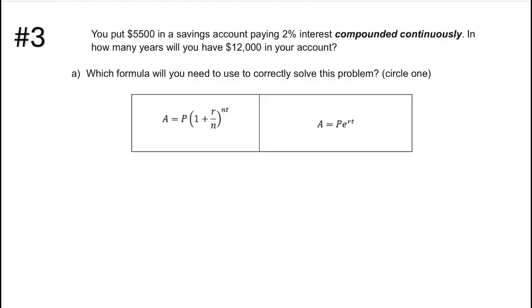In this problem, we have $5,500 in a savings account paying 2% interest compounded continuously. In how many years will you have $12,000 in your account? The key idea here is it says compounded continuously. That's why we know we're going to use this formula, because this is what we use when we have compounding continuously. You use the left formula when you have quarterly, monthly, daily, things like that, a specific schedule.